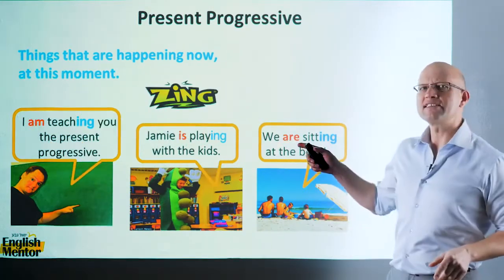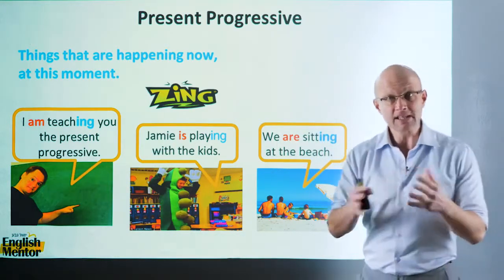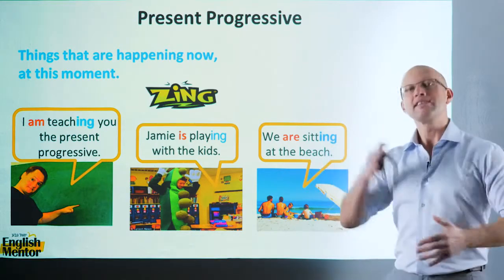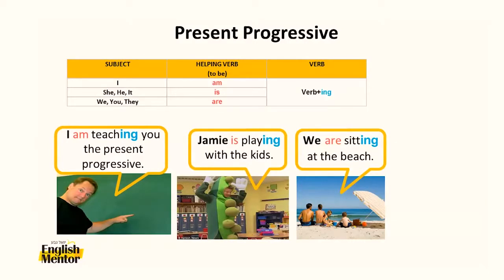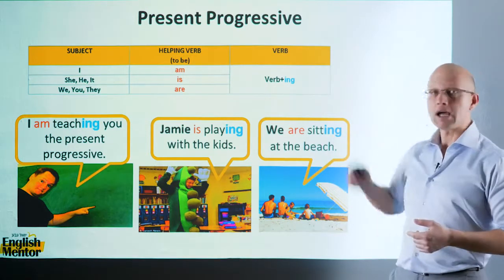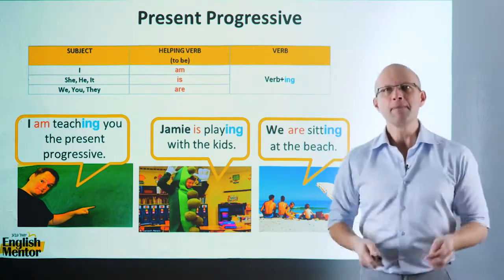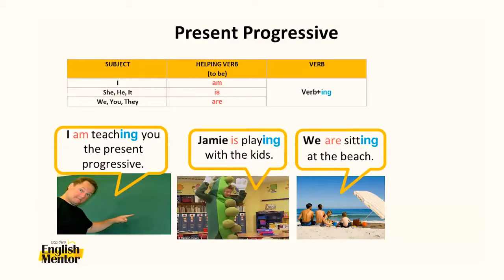Also notice that there is a helping verb in each one of these sentences, and depending on the subject of the sentence, the helping verb changes. Let's look at that. If the subject is I, the helping verb is am. She, he, and it, the helping verb is is. We, you, they, helping verb are. And then we have the verb plus the ing, or, as we like to call it, the zing. And that is how we construct a sentence in present progressive.